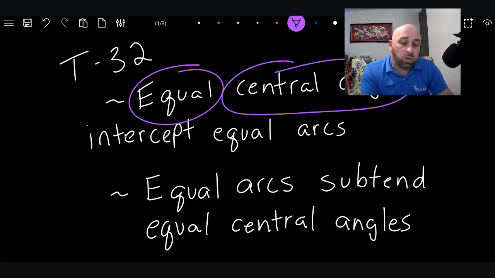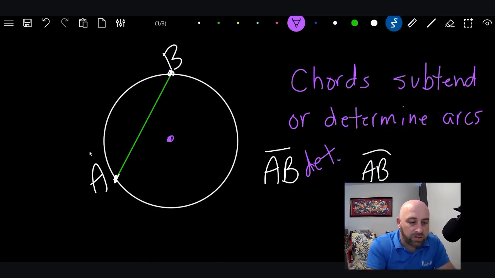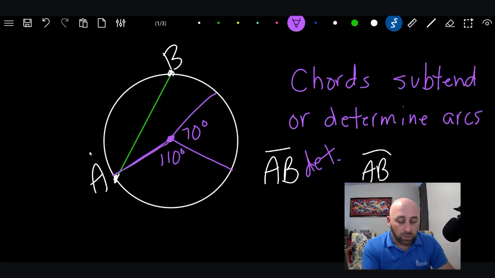But in the corollary, it says, well, what if those central arcs, or central angles, are not equal? Well, then it goes on to say that the bigger central arc is going to subtend the bigger angle. And we've already seen that. I could use this one right here and say, okay, this is a 70-degree angle, and let's say that this is a 110-degree angle. Well, it's obvious that the bigger angle is going to subtend the bigger arc.